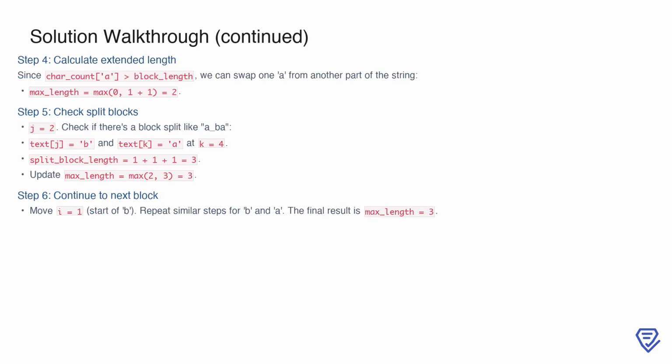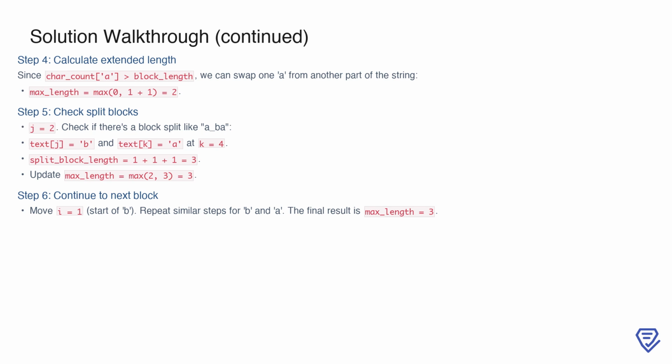Next, we calculate the extended length of this block. Since the total count of it in the string, char_count, is greater than the block length, we can potentially swap one from another part of the string to extend the block. Using this logic, we update max_length to the maximum of its current value and block_length plus 1, which gives us 2. Then, we check for split blocks.